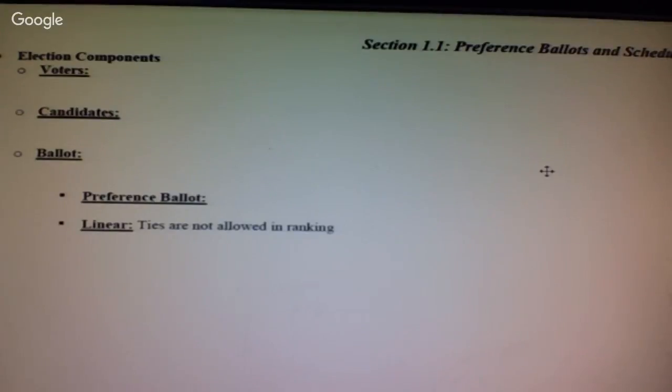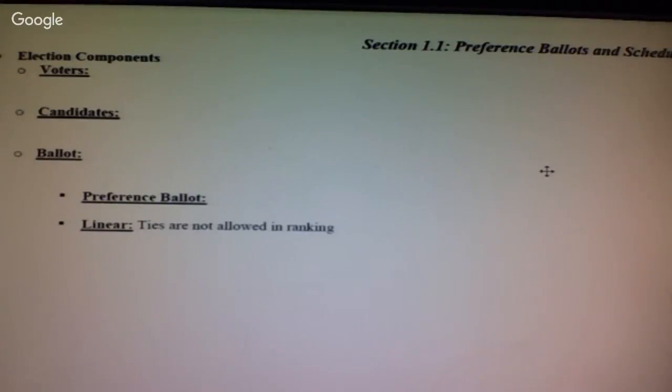So, chapter 1 is all on elections. We're going to talk about 4 different ways to find a winner of an election by the time we're finished with chapter 1. The first thing we need to talk about is the basics of an election. You need 3 things to have an election.